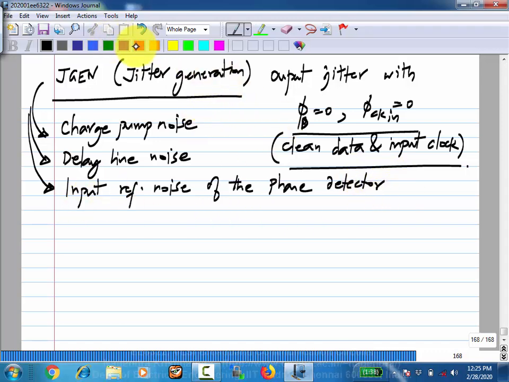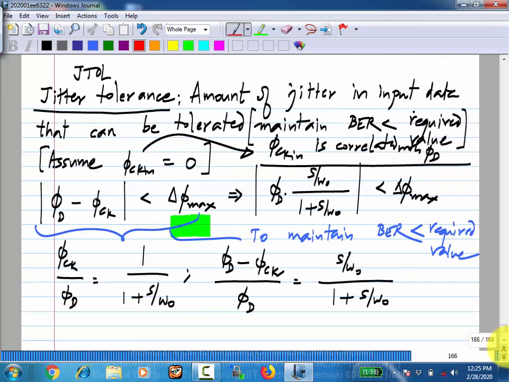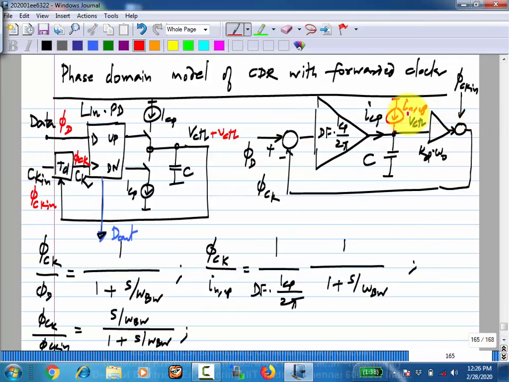Let me just take these two. So charge pump noise is this current INCP and delay line noise is, I'll call it phi ND, the phase noise of the delay line. And these can be modeled. I mean, this INCP I have already shown. It is added there, and the delay line phase noise will be added there.